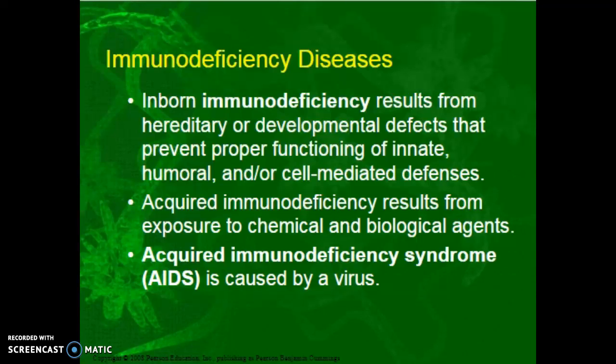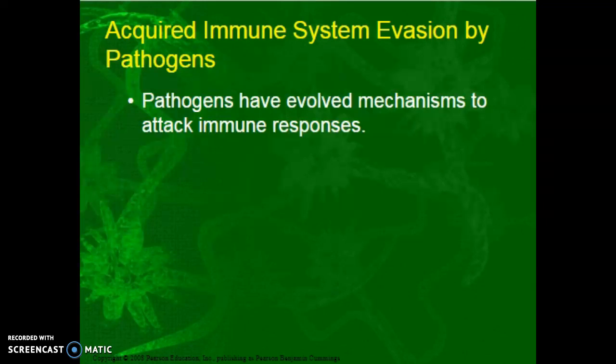Immunodeficiency diseases are going to be things where your immune system is deficient. Acquired immunodeficiency syndrome is called AIDS. We know lots about that one. But anytime you've got an immunodeficiency, your immune system is just not quite working right.